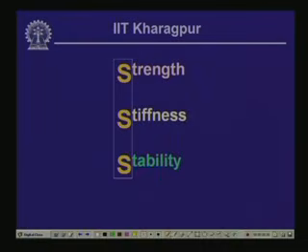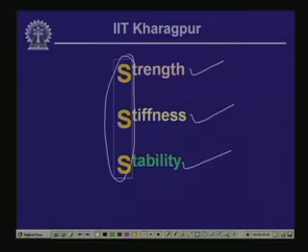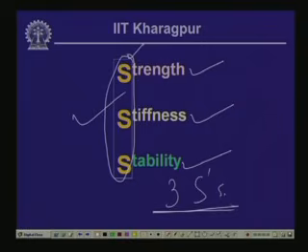That means the characterization of strength, the deformation, the stiffness and the stability, all we look into in this particular course, which we normally call strength of material. In strength of material, we are interested in these three characteristics: one is strength, another is stiffness, another is stability, and these are called the 3 S's of strength of material. So, we are concerned with the 3 S parameters: the strength, the stiffness and the stability.